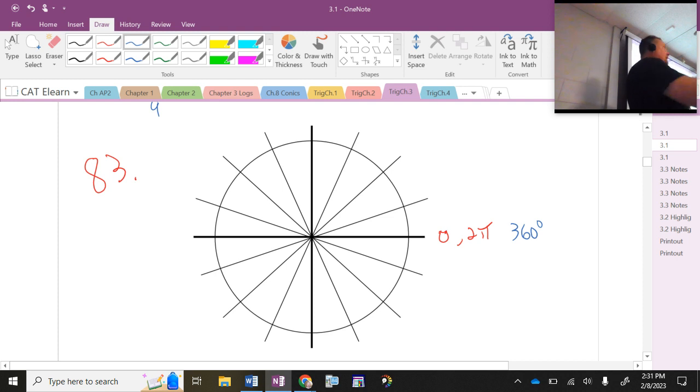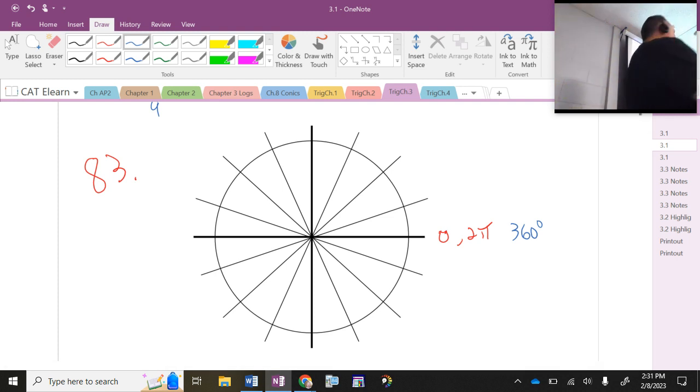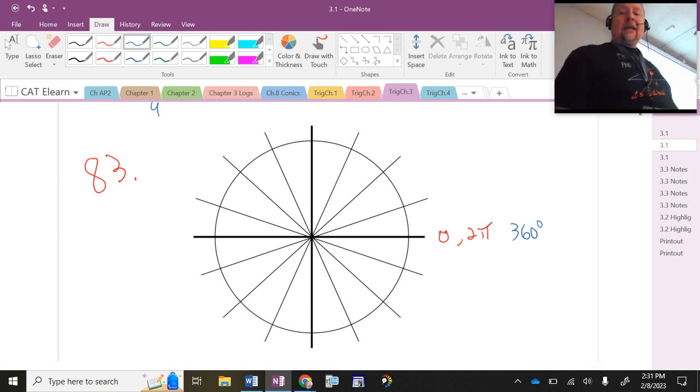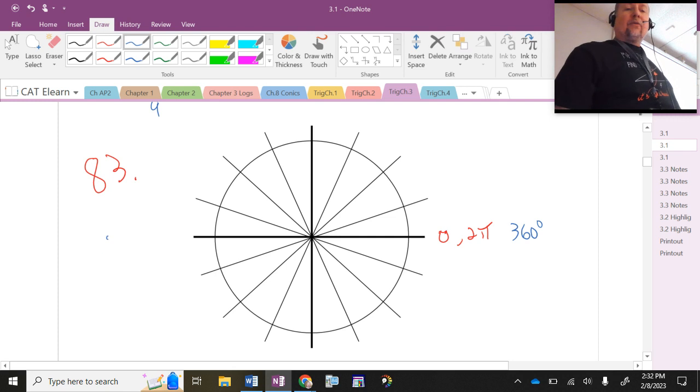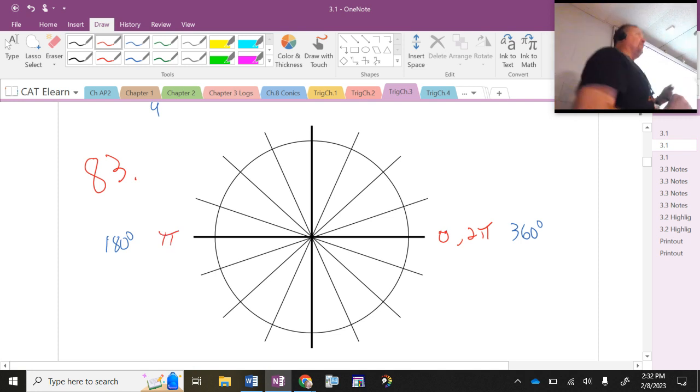They give you some, and then you have to convert to some others, and I'll do a couple of them. But I am going to do this. Half a rotation is 180 degrees. What's half of 2 pi in radians? 1 pi. So everyone get familiar that 1 pi is half a rotation.